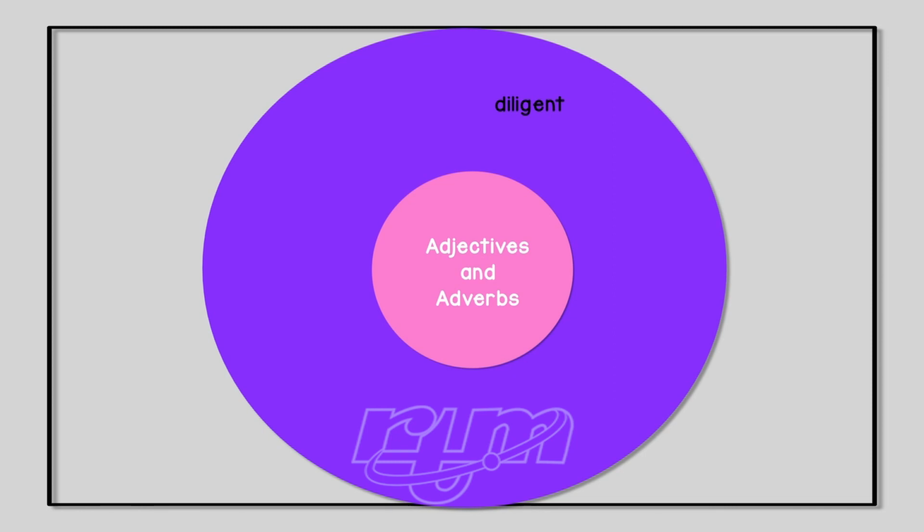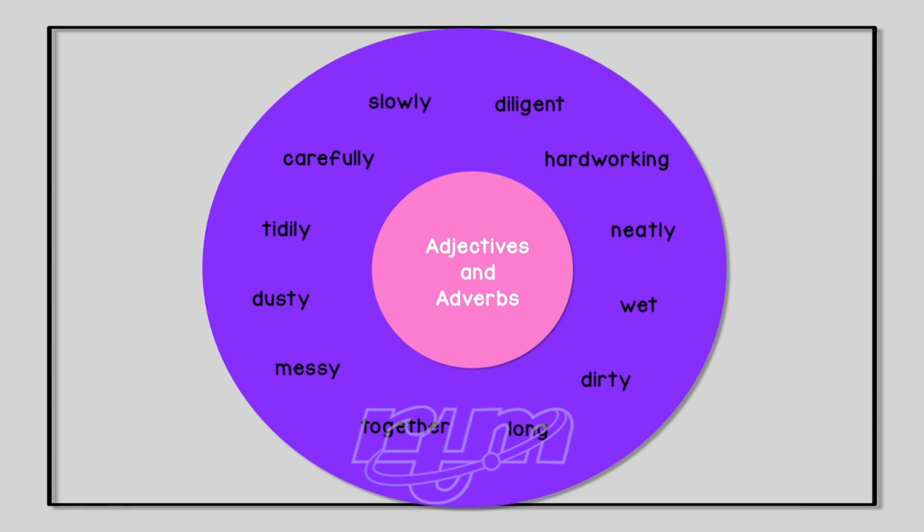Diligent, hardworking, neatly, wet, dirty, long, together, messy, dusty, tidily, carefully, slowly. Look at the sentences again and see how we can use the words we have brainstormed to add more detail.